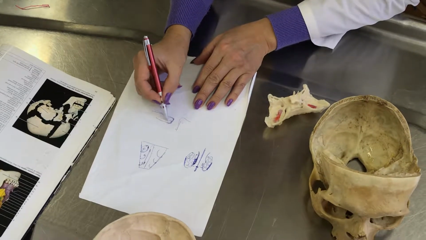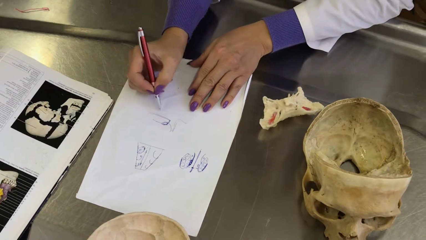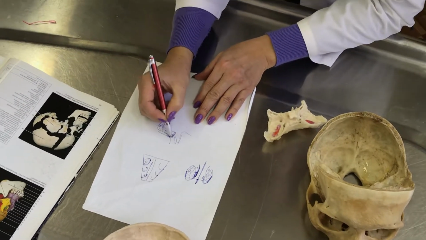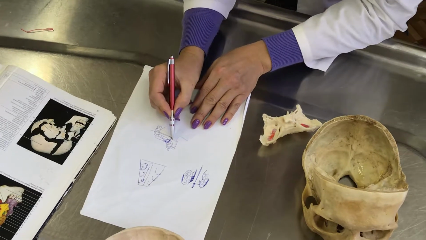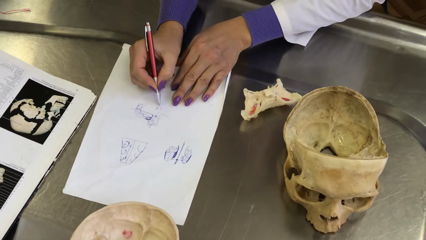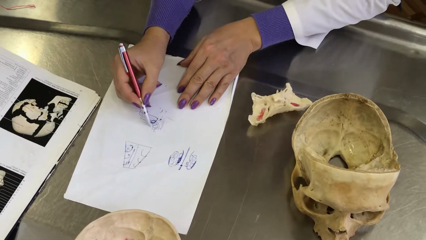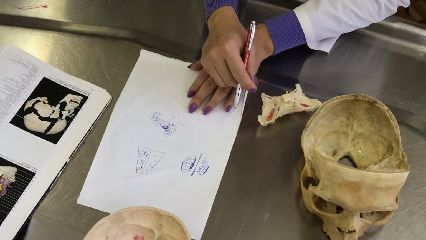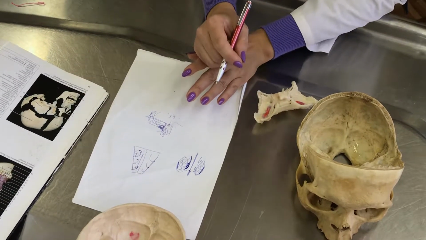Carotid artery opening, it's here. It runs through the carotid canal like this. So here we will have the lacerum foramen. And above this foramen, anywhere here, we have the internal opening of the carotid canal. Clear?